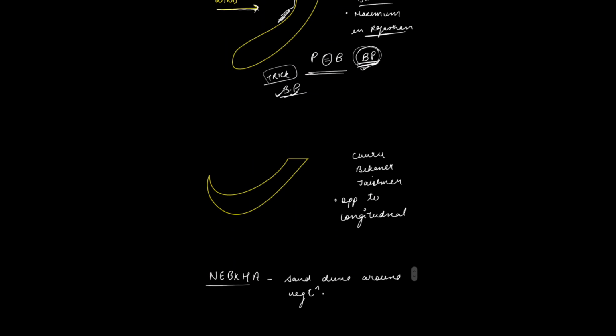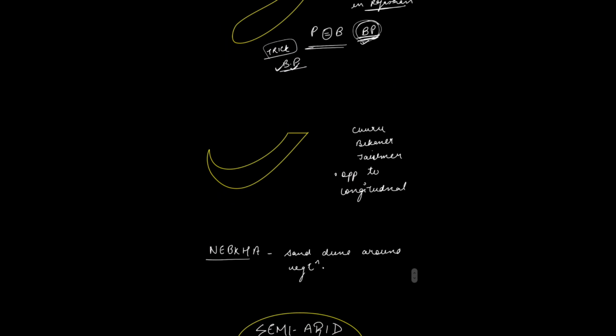Then we have the next, the last one we have is sheaf sand dune, right? In sheaf sand dune, when there is a change in direction of wind during the formation of Barkhan, sheaf is obtained, right? And these are basically found in Churu, Bikaner and Jaisalmer. Then we need to see that sheaf is opposite of what, right? So sheaf is opposite of longitudinal.